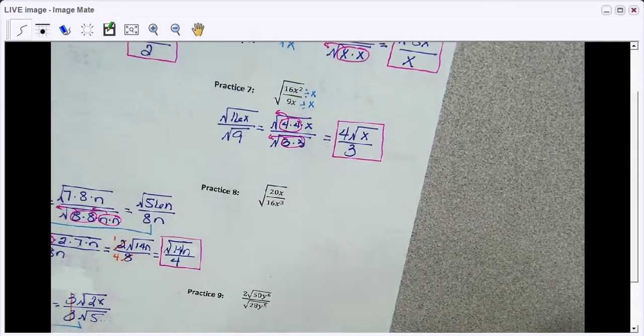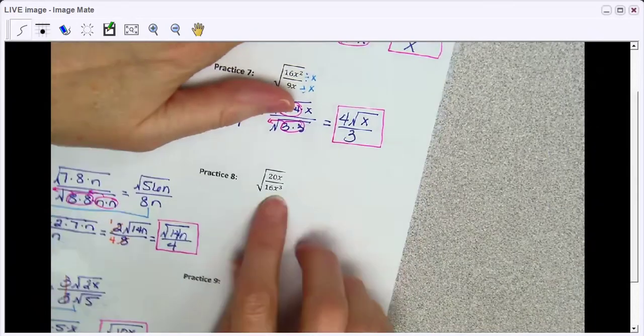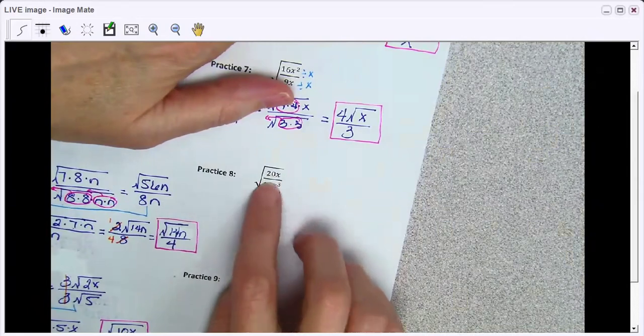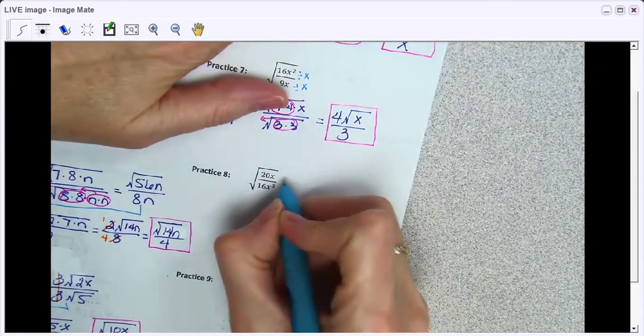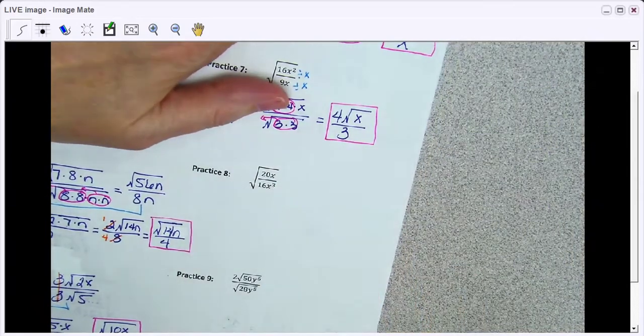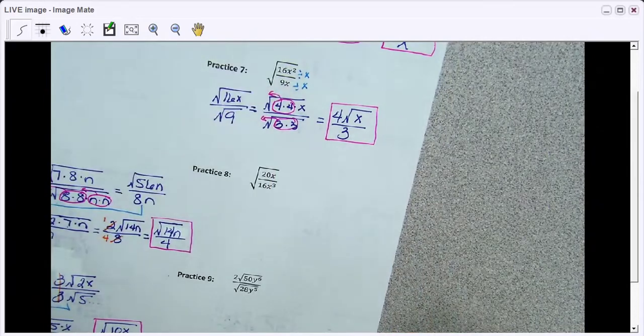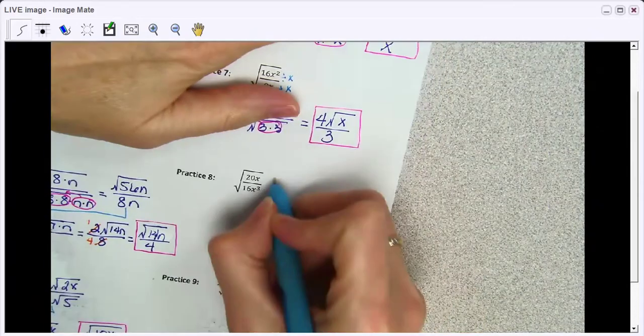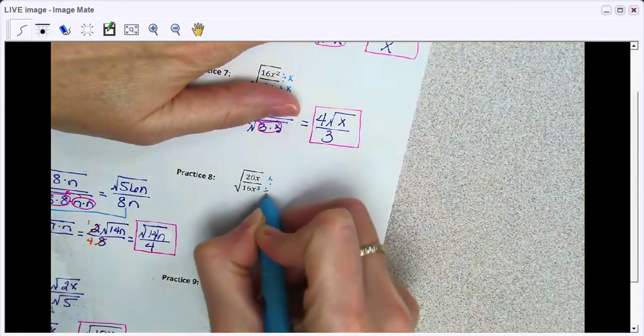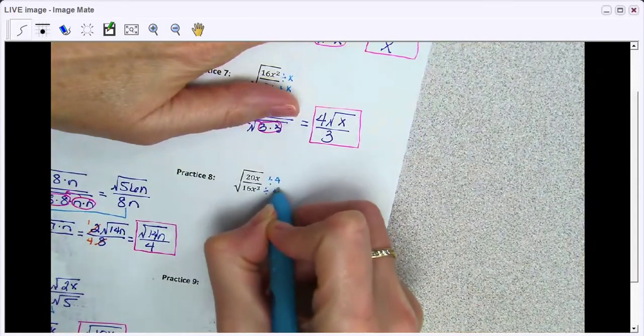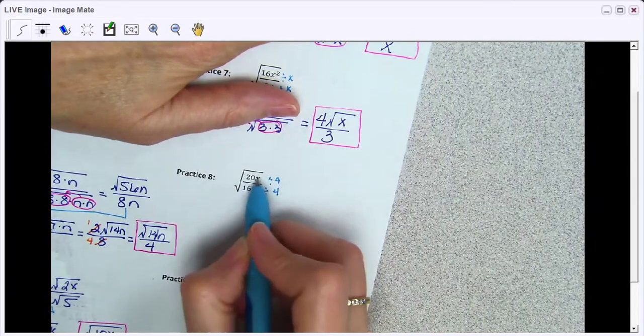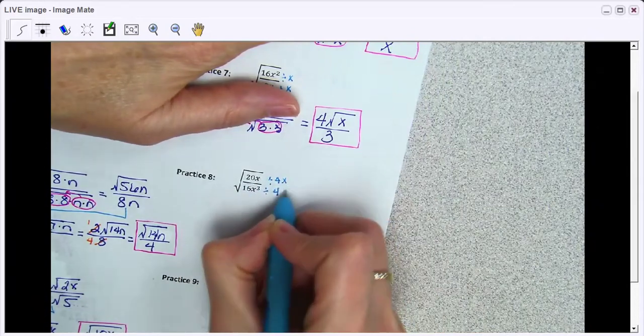So let's look at this one. Here, we are going to go ahead and reduce these first. Again, 16 is a perfect square. You could factor that out, but I like to reduce my fractions first. And so the greatest common factor of 20 and 16 is 4. And then we can take out an x from each one. Okay.